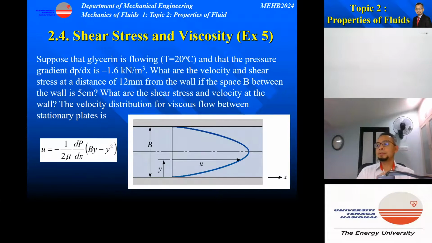In these next examples, we have glycerin at 20 degrees C flowing within two parallel plates. The pressure gradient is given by dp/dx and is equal to minus 1.6 kilonewton per meter cubed. You are asked to determine the velocity and shear stress at a distance of 12 millimeter from the wall, if the spacing B between the walls is 5 centimeter. Also, what are the shear stress and velocity at the wall itself, given that the velocity distribution for viscous flow between the plates is given by that velocity profile.